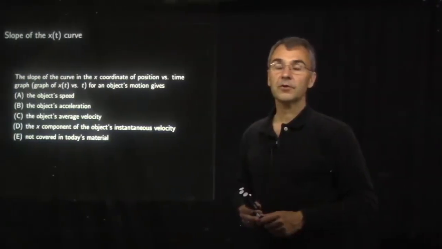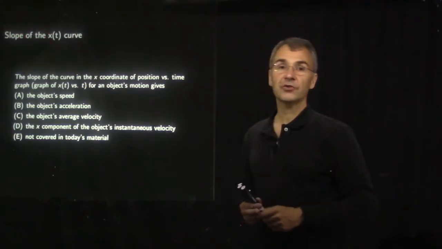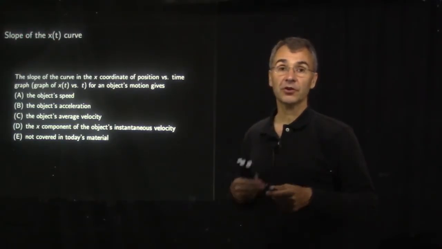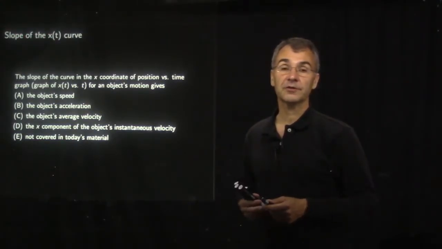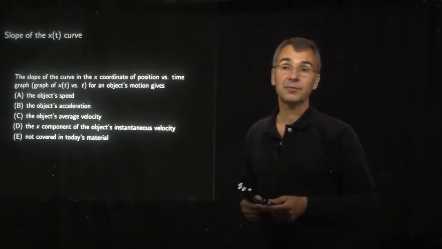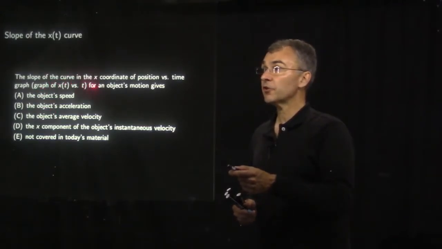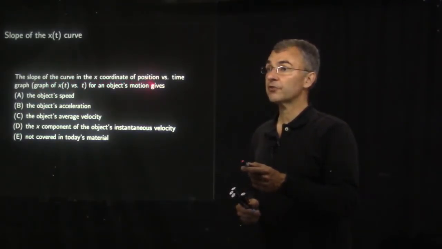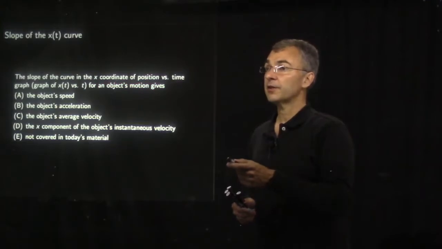Okay. Notice that in the previous example we had to use the slope of the x versus t curve to figure out the relevant velocity component. Well, you could even say the relevant speed. So the slope of the curve of the x-coordinate versus time. Okay, position versus time graph. The slope of the curve in the x-coordinate of position versus time.